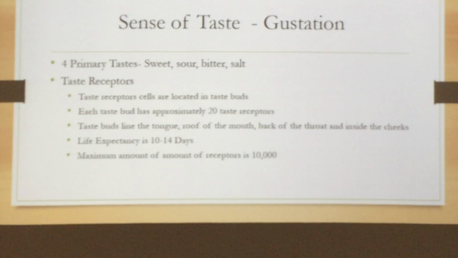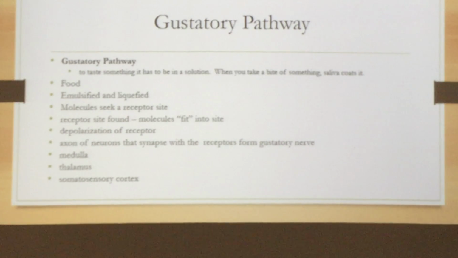Okay? They are searching, seeking, and finding receptor sites and locking into them. All right? Secure. That receptor site now, the receptor depolarizes, the neuron fires. The axons of the neurons come together. Okay? They form the gustatory nerve. The message now goes down to the medulla, the thalamus, and then the somatosensory cortex.